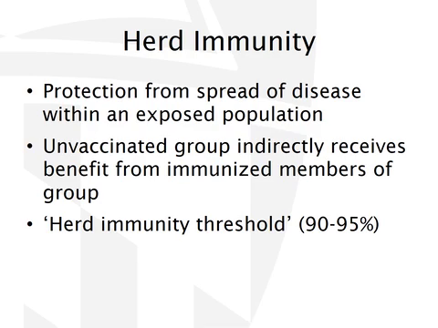But for herd immunity to work, a very large percentage of the population has to be vaccinated in order to prevent transmission of disease. So this is known as the herd immunity threshold. It requires that about 90 to 95% of the population be vaccinated.